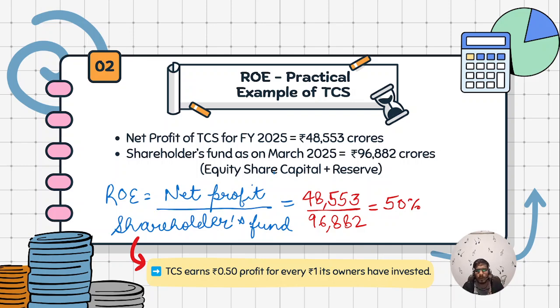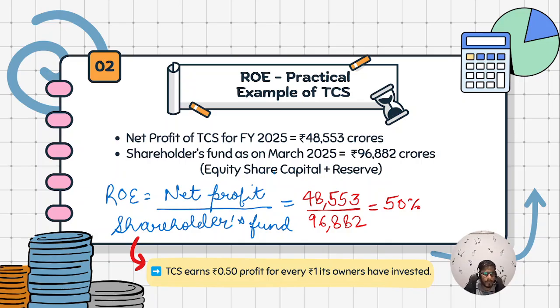Now, net profit, you got to know. Shareholders' fund: what a shareholders' fund means is, as per their balance sheet, what is the shareholders' fund as of March 2025? That stands at 96,882 crores, which is nothing but the equity share capital, the equity shares the company has issued, plus the reserves that they have created. A company creates a lot of reserves in order to meet unforeseen circumstances, like paying off debentures, loans, etc. I'm just talking normally.